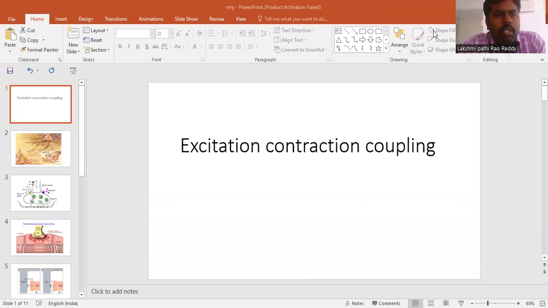Good morning, all. The topic that we are going to discuss today is excitation-contraction coupling. In this lecture, we will see the process of excitation and the process of contraction, and how the nerve fiber communicates with a muscle and is responsible for the contraction of the muscle. So, what is the relation between the excitation of the nerve fibers and the contraction of the muscle fiber? Let's see with the help of a diagram.